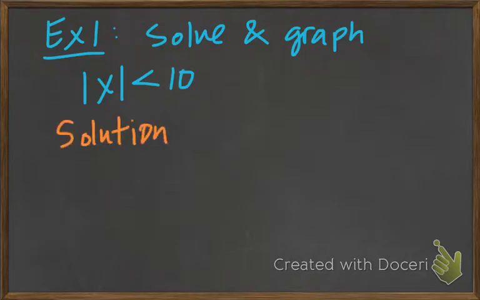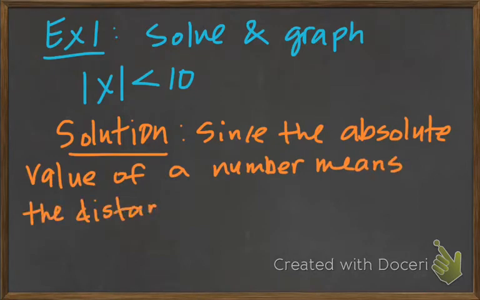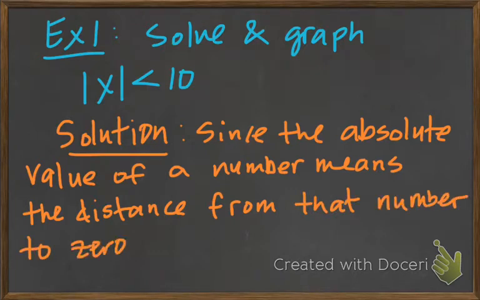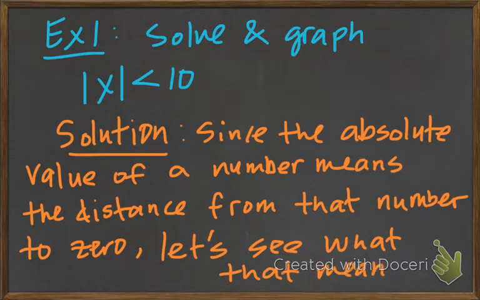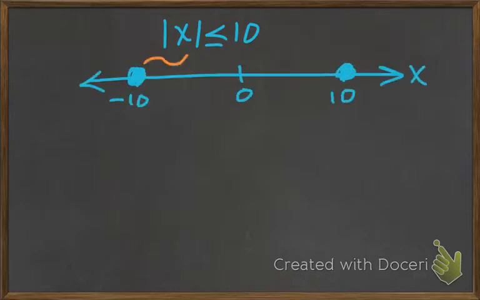So what we want to recognize here for our solution, since absolute value of a number means the distance from that number to 0, let's see what that actually means in terms of a graph. So we have the absolute value of x is less than 10. But notice that since distance is always positive, the absolute value of negative 10 is the same distance to 0 as the absolute value of positive 10. They're both 10 units in distance, which is positive, from 0.